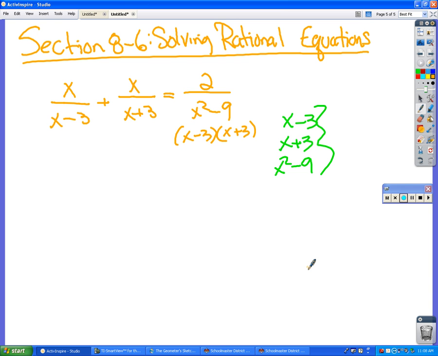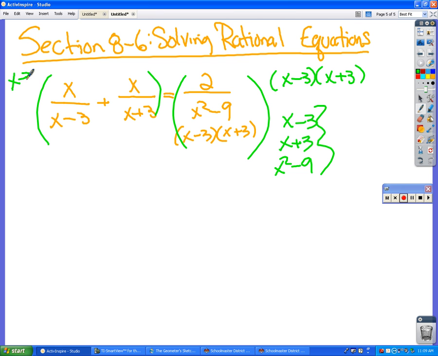So now can you see what I could multiply both sides by to get everything on the bottom to cancel? What would I multiply both sides of this equation by to get everything on the bottom to cancel? In other words, what do x minus 3, x plus 3, and x squared minus 9 all go into evenly? I take and multiply both sides of this equation by x minus 3 times x plus 3, which you might recognize as being the common denominator of those two things.